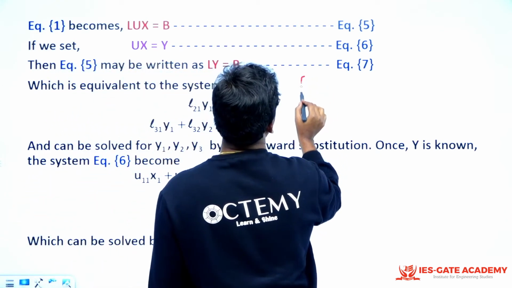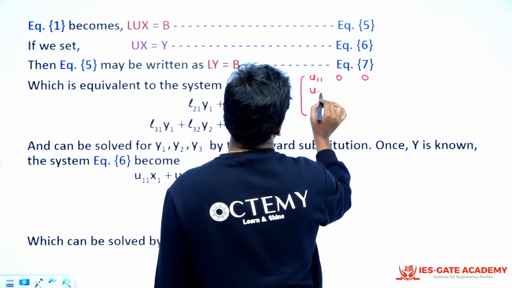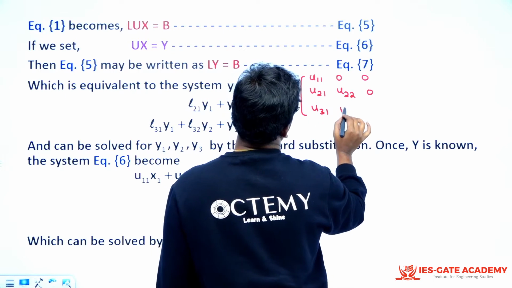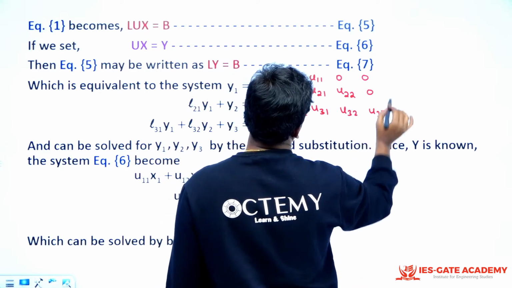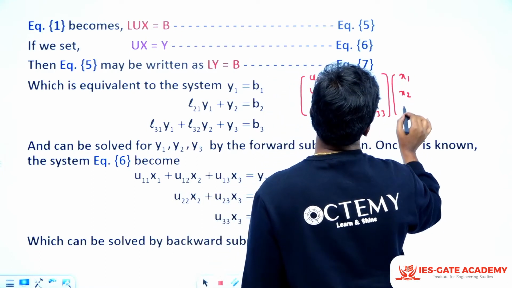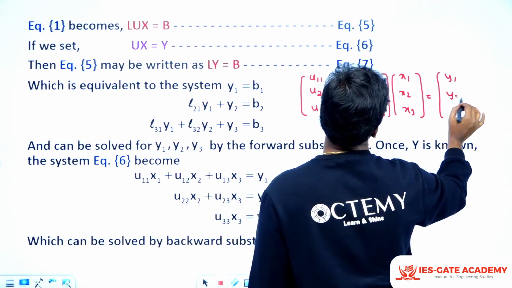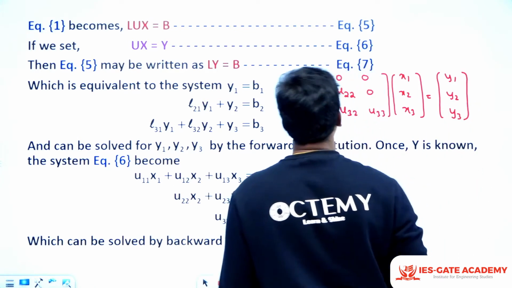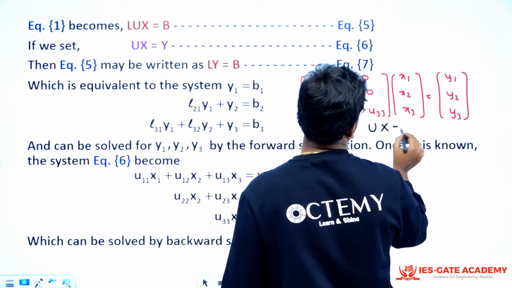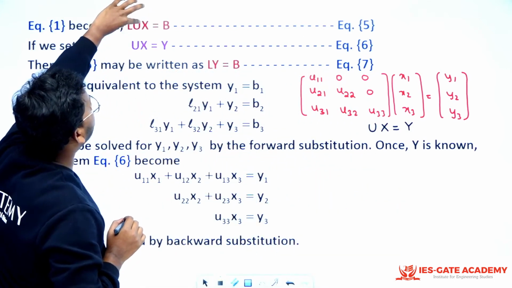So we know the U matrix. What is the U matrix, sir? U11, 0, 0, U21, U22, 0, U31, U32, U33, into, what is the X matrix? That is X1, X2, X3, is equal to, what is the Y matrix? We are saying the Y matrix is like this, Y1, Y2, Y3. So this is your Ux is equal to Y. This Y matrix I have introduced as a new matrix, right? If you put Ux is equal to Y, what will this one become, sir?